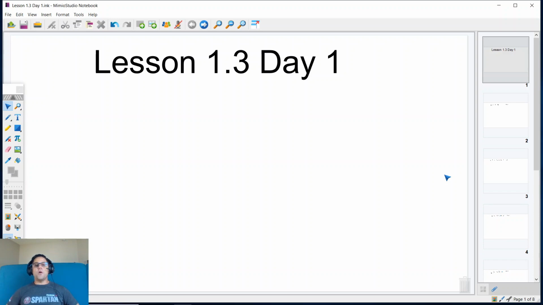We're going to start lesson 1.3, and this is all about solving equations with variables on both sides. So the I can statement would be, I can solve equations with variables on both sides. That's amazing. I'm going to try and give you some hints, some tips, some tricks to try and make it as easy as possible for you.